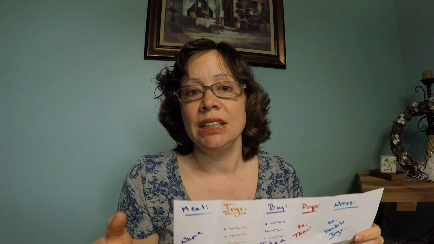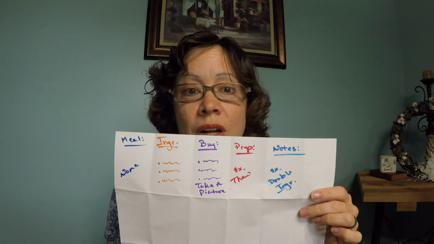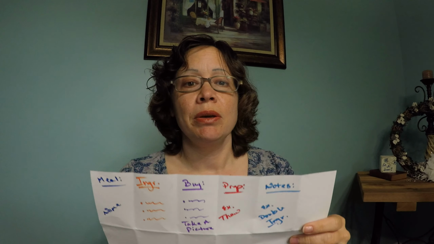So we've got the meal, which is the name. We've got the ingredient list. We've got the buy list. And by the way, when you're done with everything, take a picture of it. And that way you have it in case you forgot your list, you've got a picture of it.